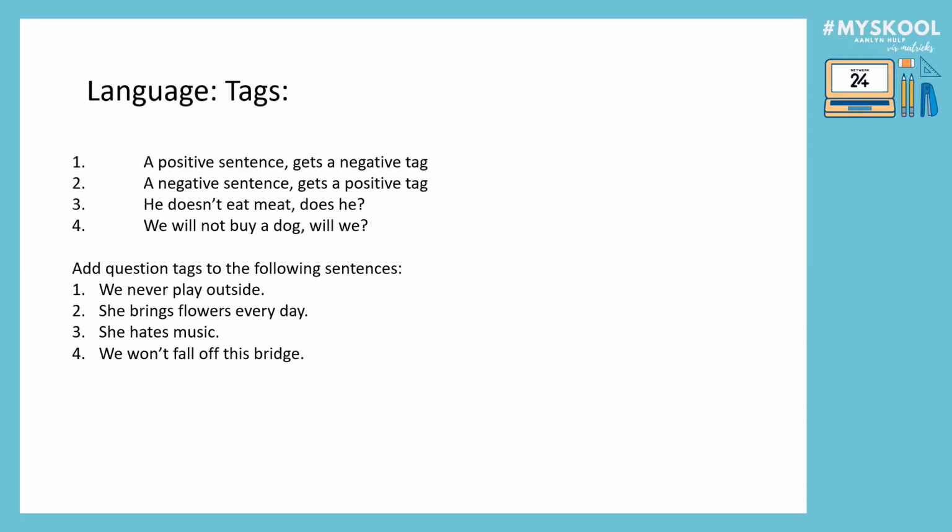Okay. So let's do number 1. We never play outside. Do we? Because never is short for not ever. Okay, so never is a negative. We never play outside, do we? She brings flowers every day. Doesn't she? Good. She hates music. Doesn't she? Even though the sentence sounds negative because it's hate, hate is a negative word, we are talking about a positive sentence because there's no not. She hates music, doesn't she? Number 4, we won't fall off this bridge. Will we? Okay, good guys.